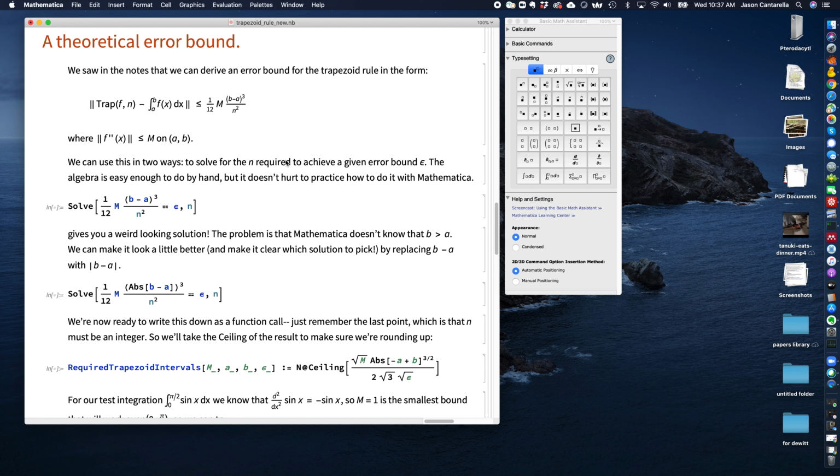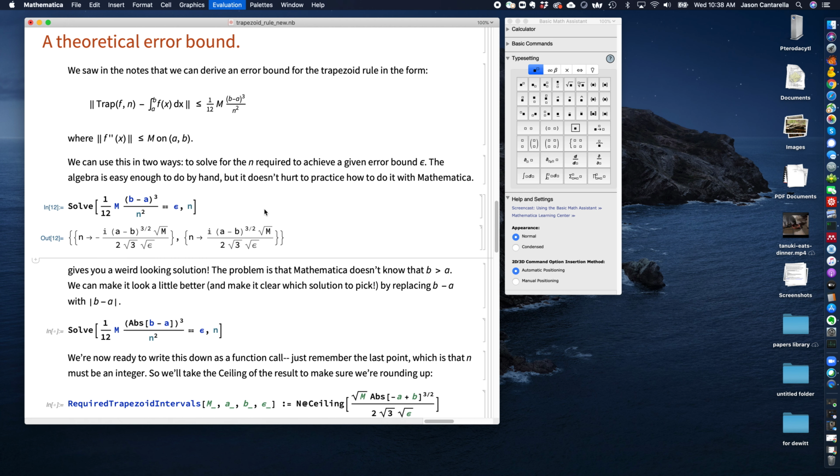Okay, so the first use case for this is somebody says to you, we need this integral and we need it within an absolute error. Notice this is an absolute error bound of 0.01 or something. So please solve for the number of subdivisions required and code that. You can solve this equation by hand, of course, but since we're practicing using Mathematica, let's just do the algebra automatically. So here we go.